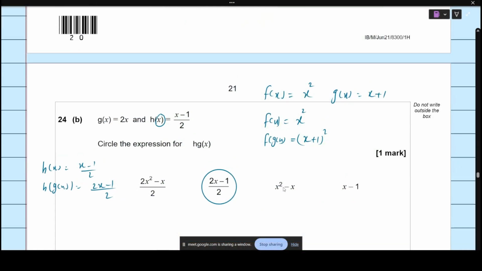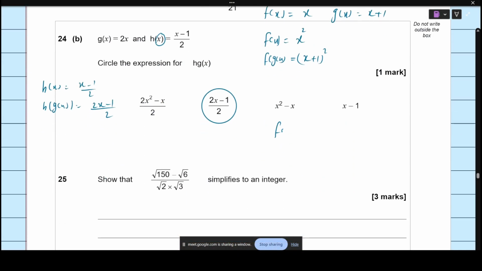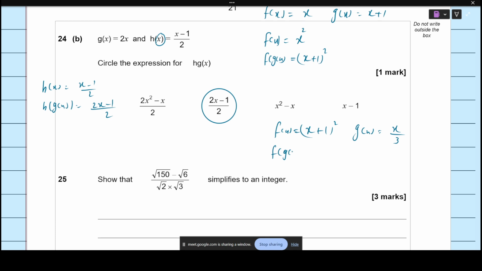If I give you any other function, for instance, f of x is equal to x plus 1 squared and g of x is equal to x by 3. Find f of g of x. You need to put the value of g of x in place of x. If I say find f of x by 3, instead of writing x, you just need to put x by 3 in this function. Just replace x by x by 3. Here we have x, so I put x by 3 plus 1 whole square. That is f of g of x, x by 3 plus 1 whole square.